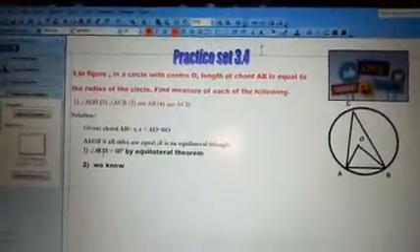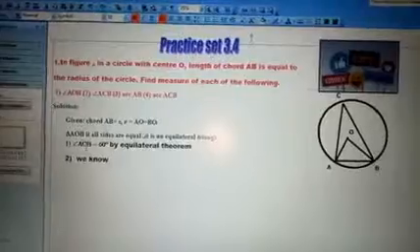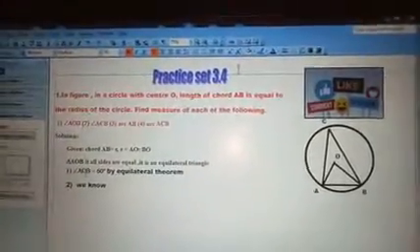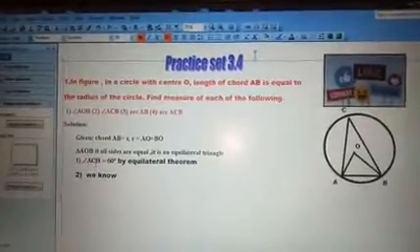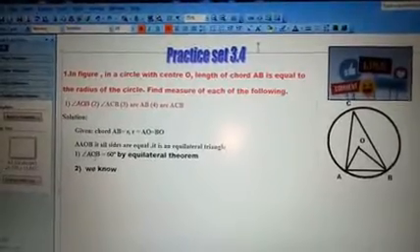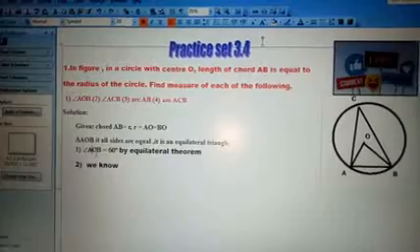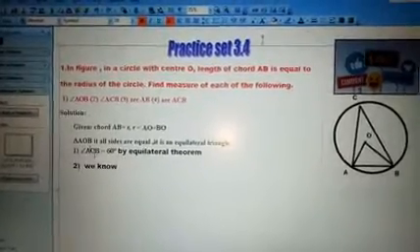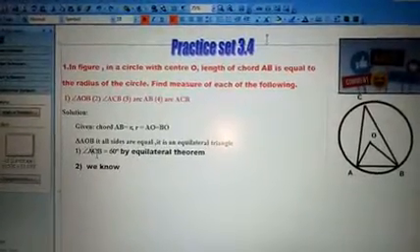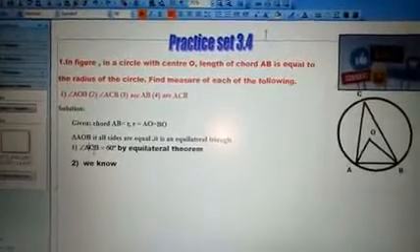Today we are going to learn the practice set 3.4. Question number one. In the figure, in a circle with center O, the length of chord AB is equal to the radius of the circle. Find the measure of each of the following: first, angle AOB, second, angle ACB, third, arc AB, and fourth, arc ACB. So now let's see here.